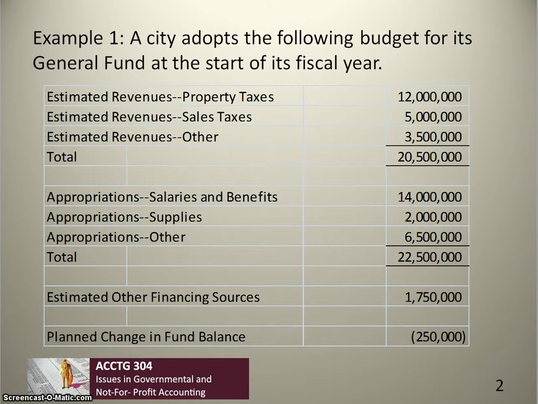Example 1. Our city adopts the budget for its fiscal year at the start of its fiscal year, including the following estimated revenues, appropriations, and an estimated other financing source, leading to a planned change in fund balance, in this case, a reduction in fund balance of $250,000. So in this case, this means appropriations exceed estimated revenues and estimated financing sources by $250,000.